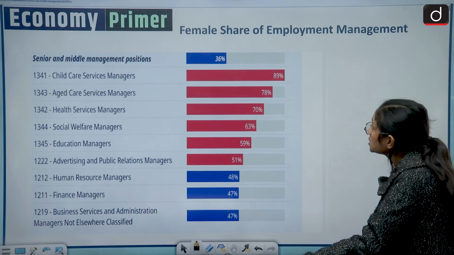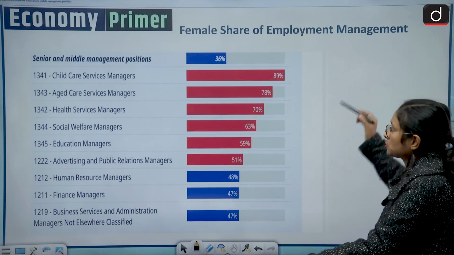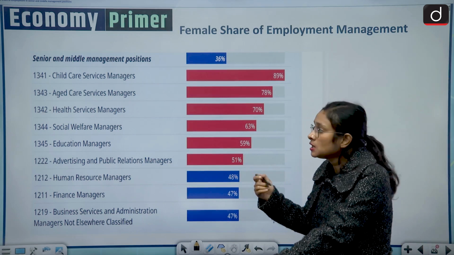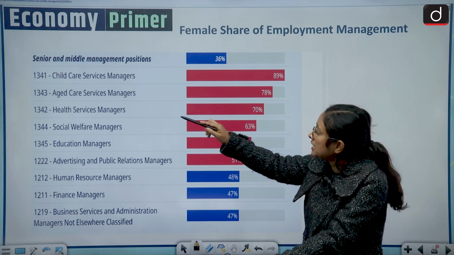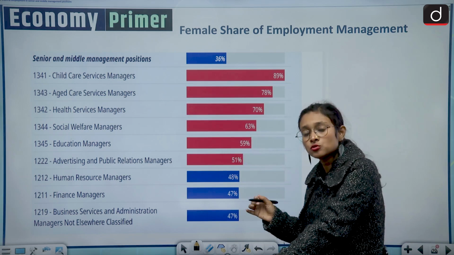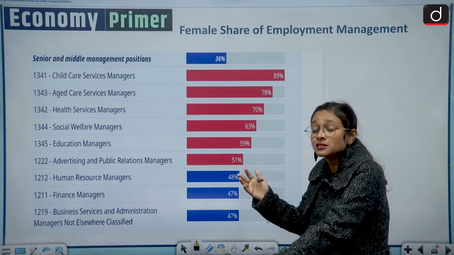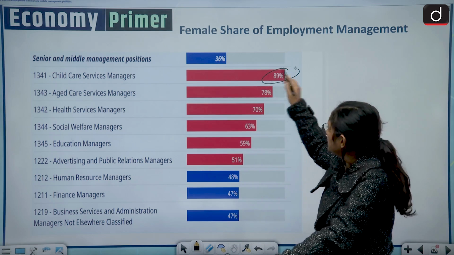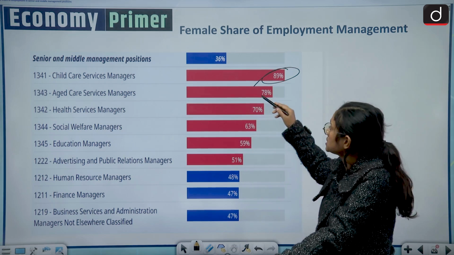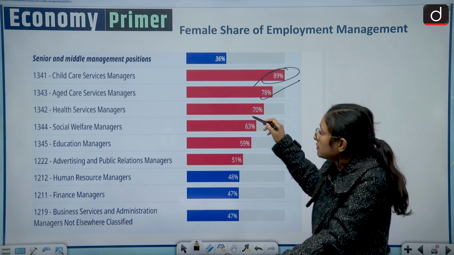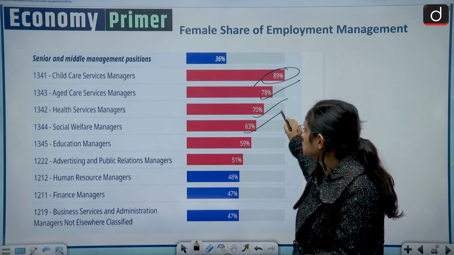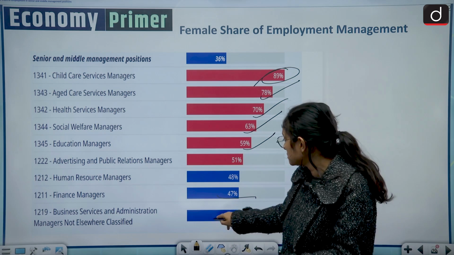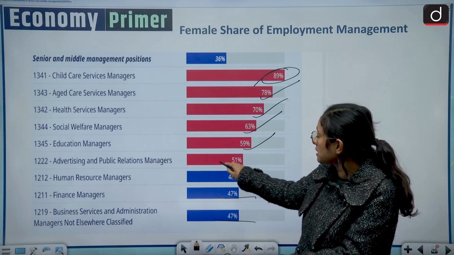Moving to the next one, which is the female share of employment in management. When it comes to managerial positions, the women's contribution is very low. In child care work, most of the care industries are occupied by women, but when it comes to managerial positions, their numbers and contribution are lower, but still it is a good picture: child care service managers 89%, aged care services 78%, health services 70%, social welfare managers 63%, education managers 59%, finance managers 47%, business services 47%, advertising and public relations managers 51%.